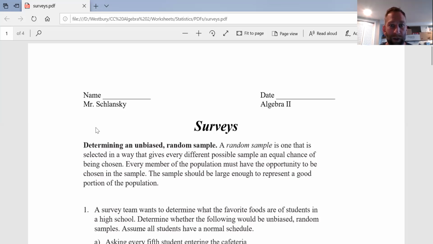So your classwork/homework is to finish this worksheet. Again, you have the hard copy. The electronic version will be in a lot of places. I think the website, Schlansky.com, is going to be the best place to access all this stuff.